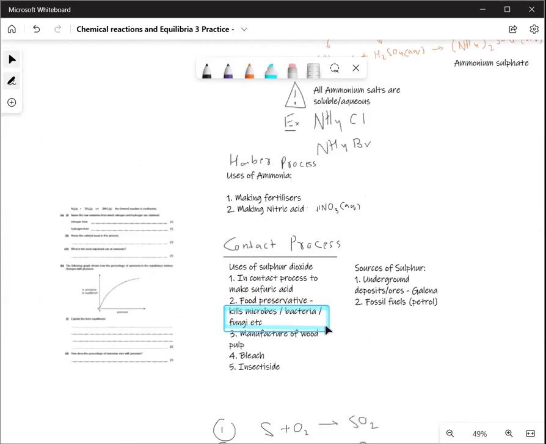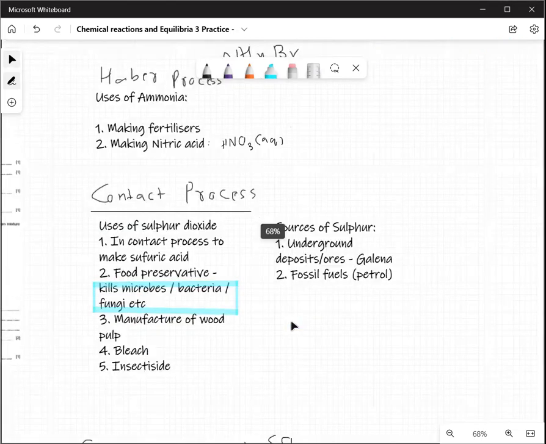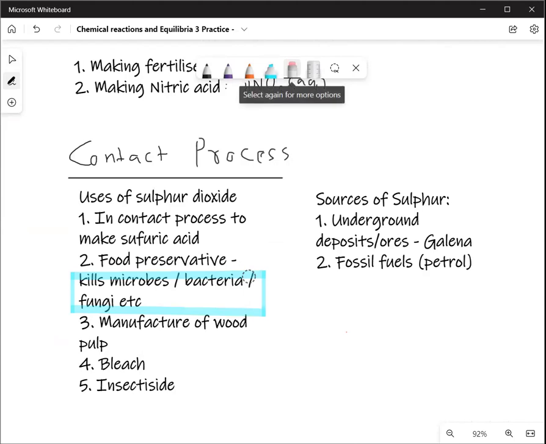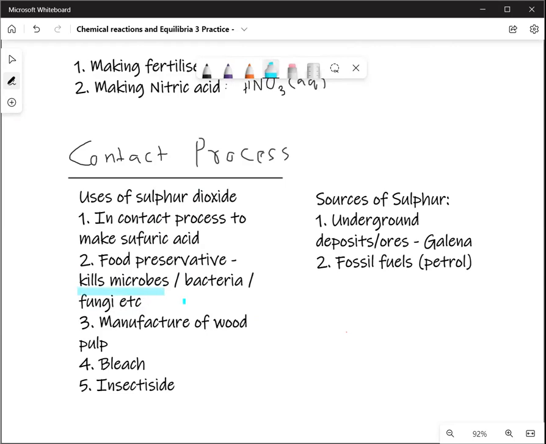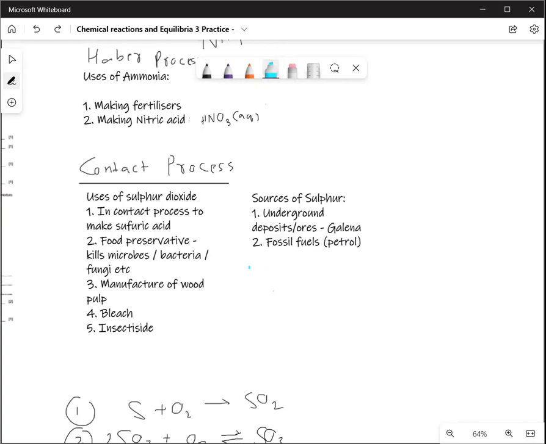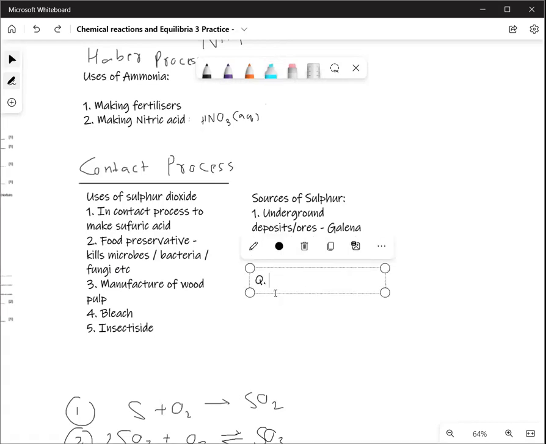Done. You should be done by now. Can you hear me? Yeah, I'm done. Now, did you write this part? Like, kills microbes and bacteria and fungi. This part. Yeah. Okay. Now you should know that this is enough. Kills microbes. But if they ask you bacteria, then you should know that it's also about food preservative. Perhaps an MCQ.